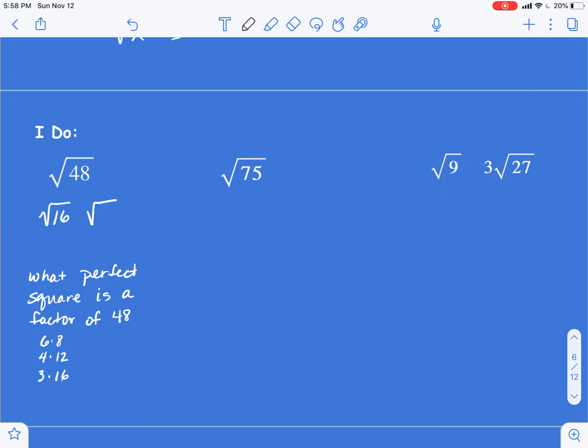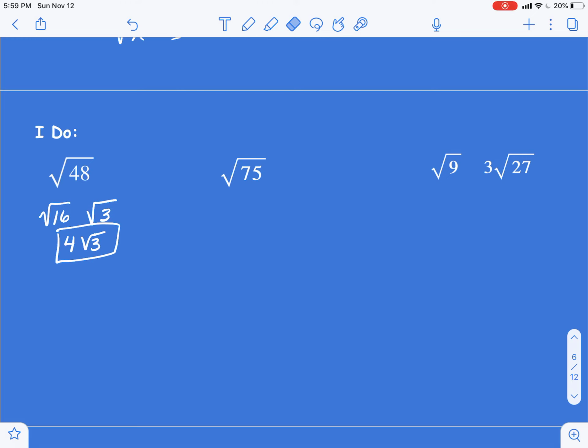And you could keep thinking, and hopefully you could come up with 3 and 16. And so I usually try to put my perfect square first, and then my other number second. Then I can take the square root of 16, and the 3 is not a perfect square, so it stays. So the square root of 48 is actually 4 square root of 3. Now, some of you might not be able to come up with that number, the 16, in your head. So if you can't do that, let me show you how else you would do that.